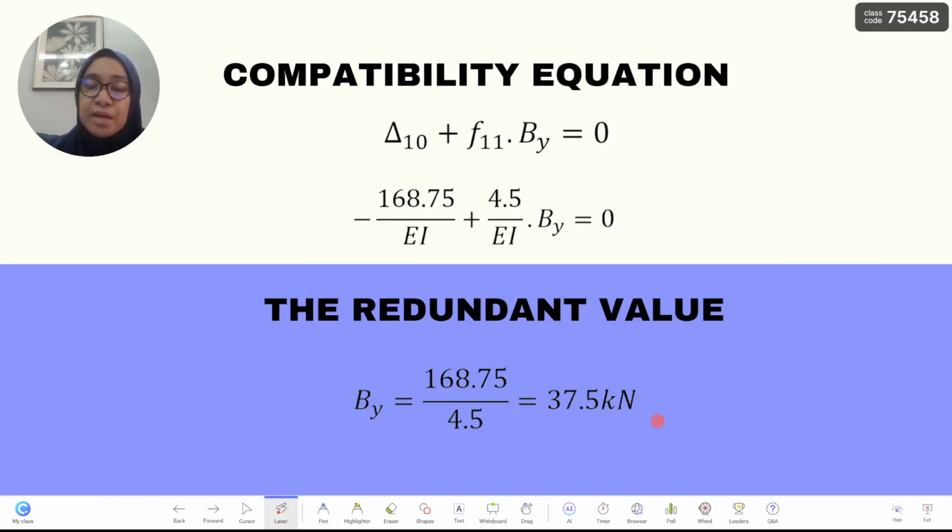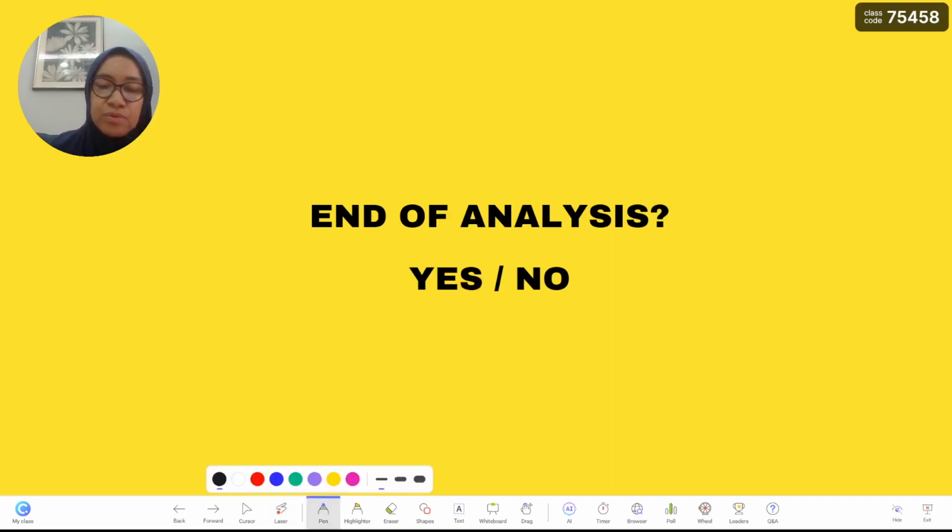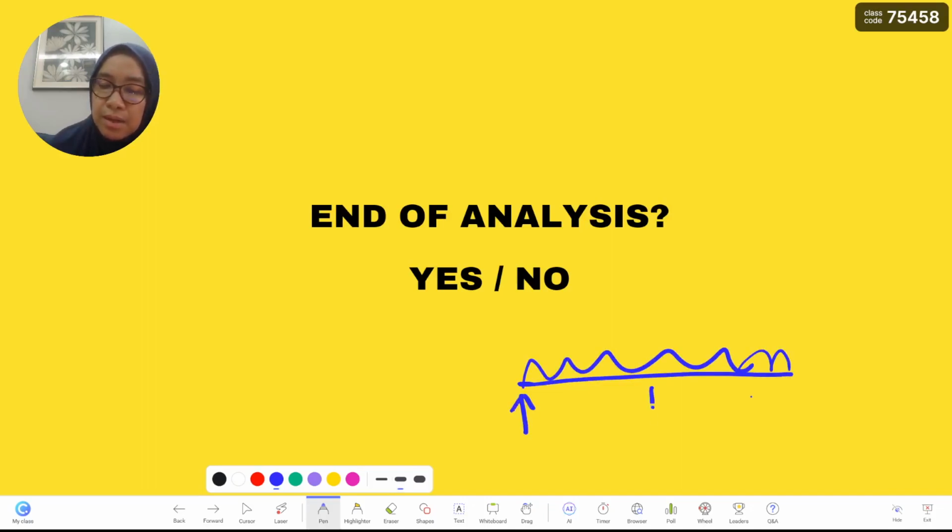37.5 kilonewton. Okay. So after getting this By value, is this the end of analysis? The answer is no. Remember, we have to determine all reactions. Remember, we have this beam, okay, like this.